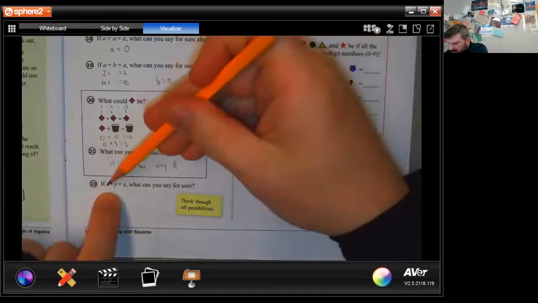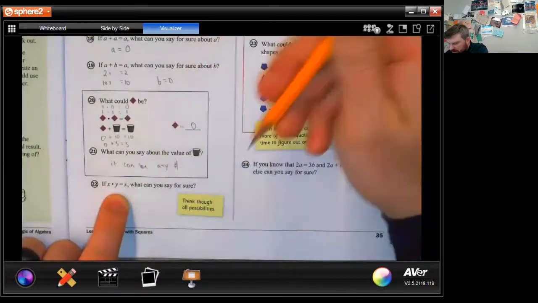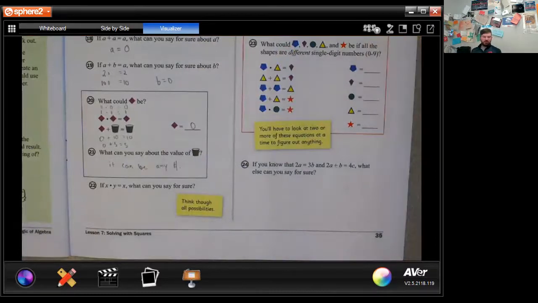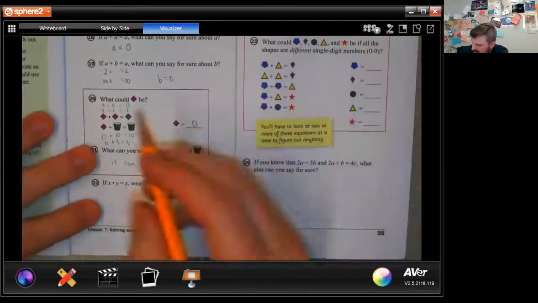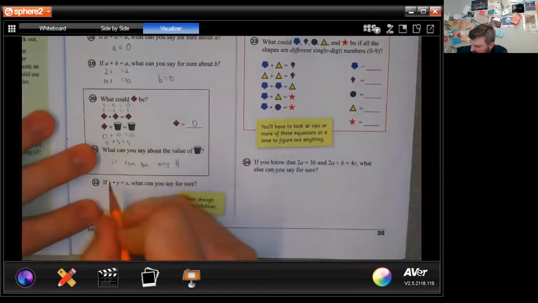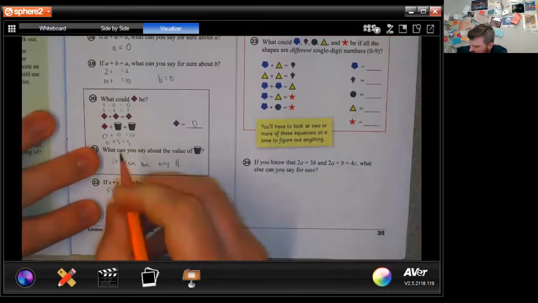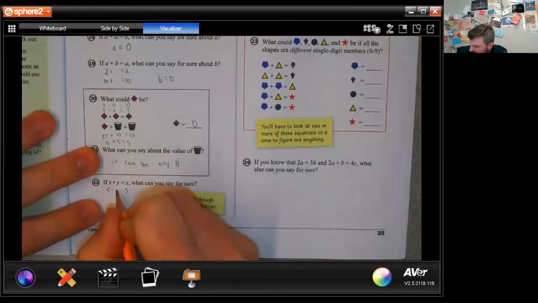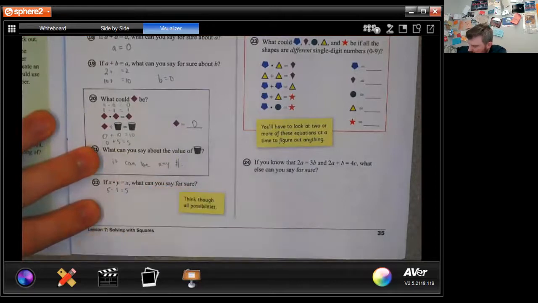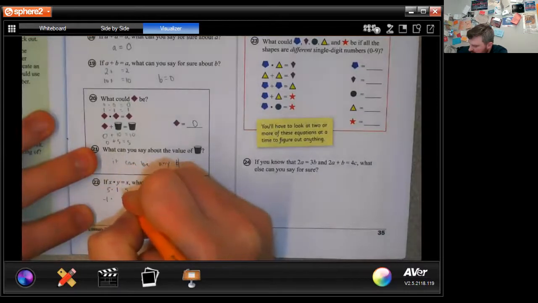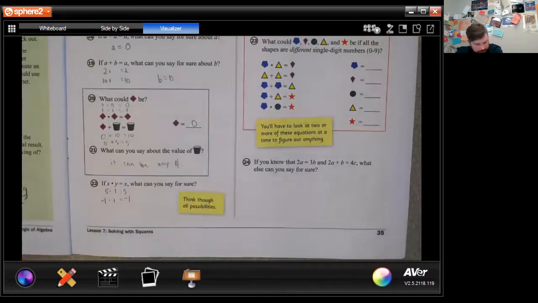If X times Y equals X, what can you say for sure? Think of all the possibilities. So we're thinking positive and negative. Okay. So if let's say X is 5, we need Y to make it equal 5. The only way to do that is for a 1 to be here. Okay. If we have a negative 1 times what equals negative 1, that has to be a 1.